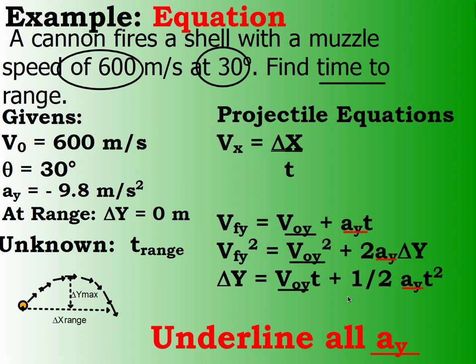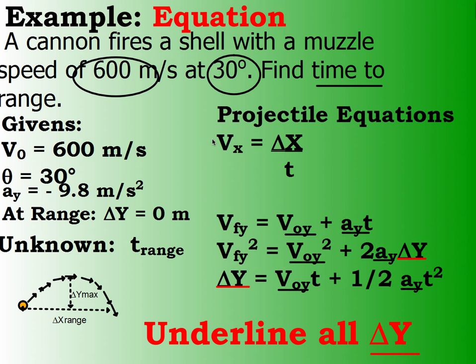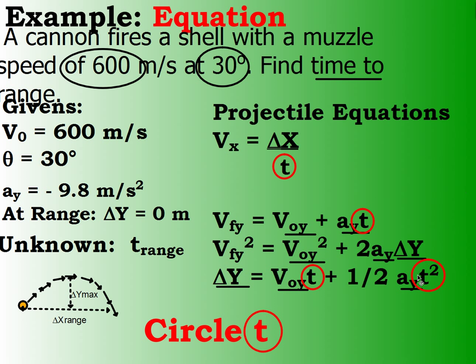The second thing we're going to underline is our second given, which is the acceleration in the y direction. So for every equation that has an AY, I'm going to underline it. The third given I have is delta y is 0. So everywhere I have a delta y, I'm going to underline it. I've gone through all of my givens, and now I'm down to my unknown. So when you go through and circle the unknown in every equation, you see there is one equation that has everything circled or underlined. It's certainly not this one.